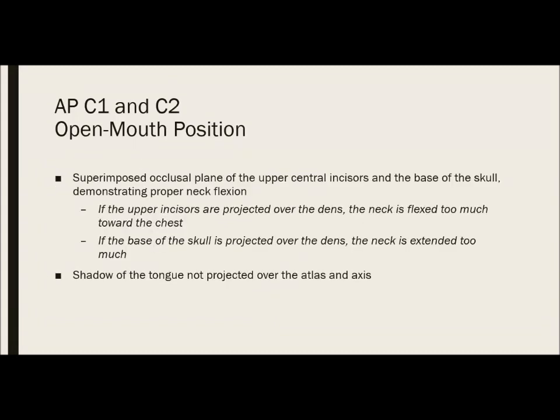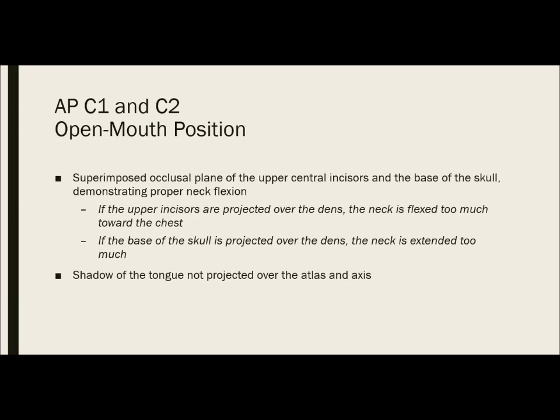Okay, we also want to make sure that we see the superimposed occlusal plane of the upper central incisors and the base of the skull, demonstrating proper neck flexion. If the upper incisors are projected over the dens, the neck is flexed too much towards the chest, and if the base of the skull is projected over the dens, the neck is extended too much. So we want to make sure that you see the shadow of the tongue not projected over the atlas and the axis also.